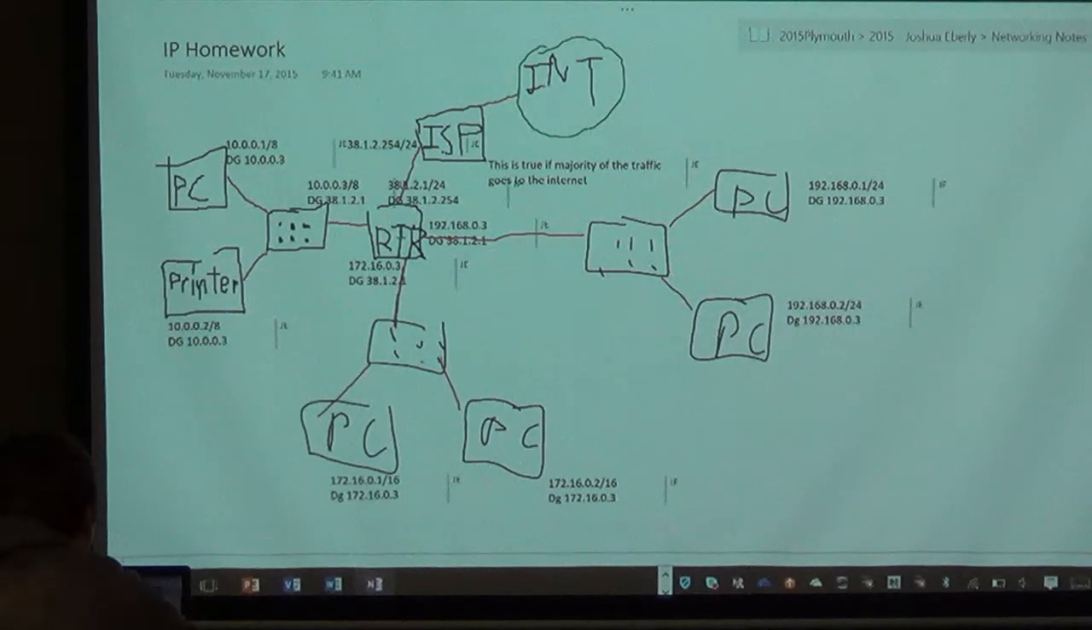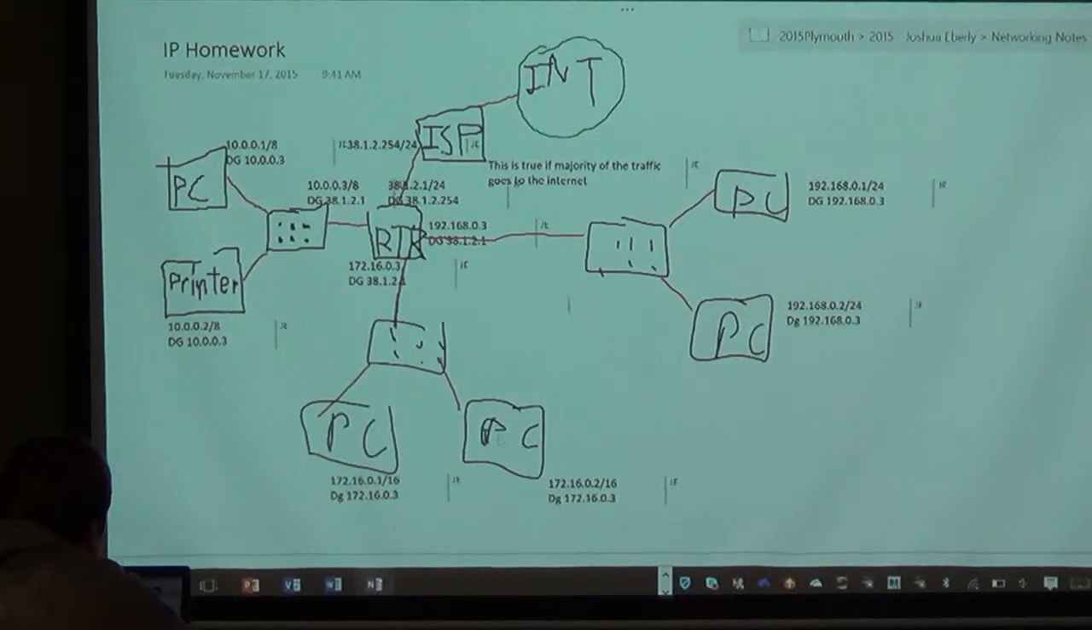That guy's going to say, well, I know that I don't have a network called, what did I say? Let's just say it's 13.0.0. I don't have a network here that's 13.0.0. So instead, I'm going to send it to my default gateway, which someone like you has configured, which is 38.1.2.1, and that's going to send it out to the internet. That's a public IP address.